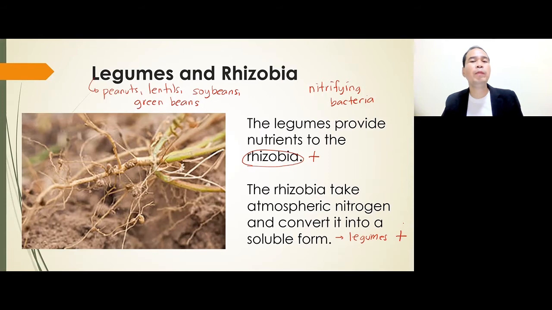If we remove rhizobia, the legumes will die. If we also remove the legumes, the rhizobia won't have any food or nutrients to live. So both legumes and rhizobia should live together in order for them to survive. Okay, do you understand?